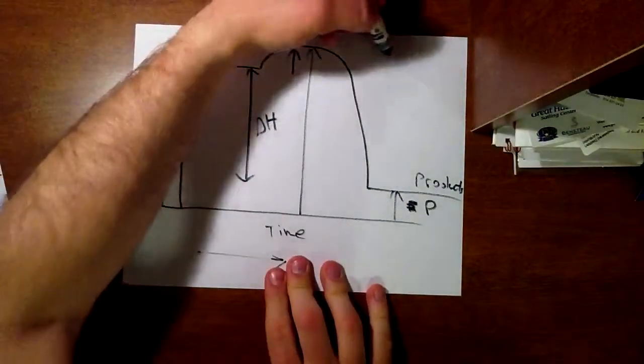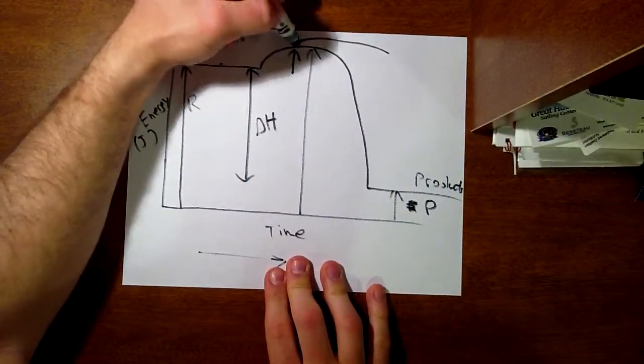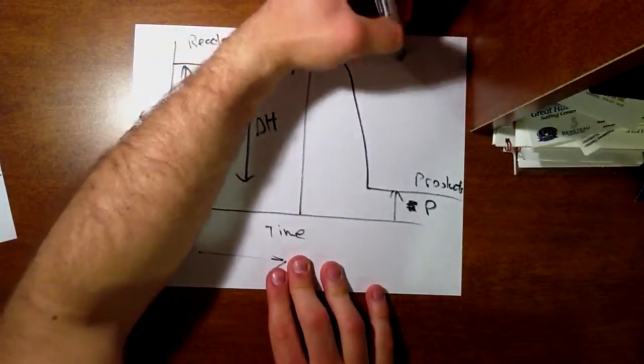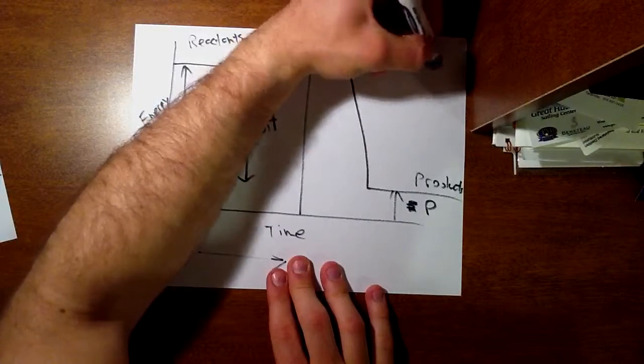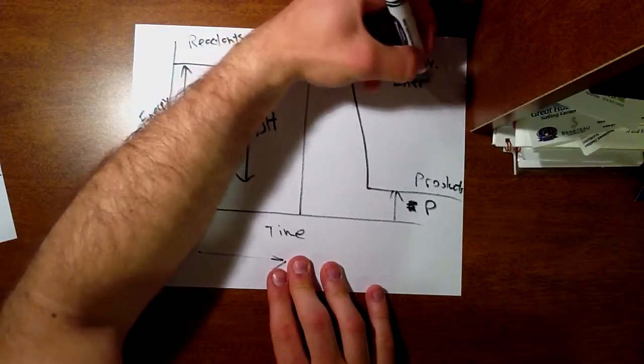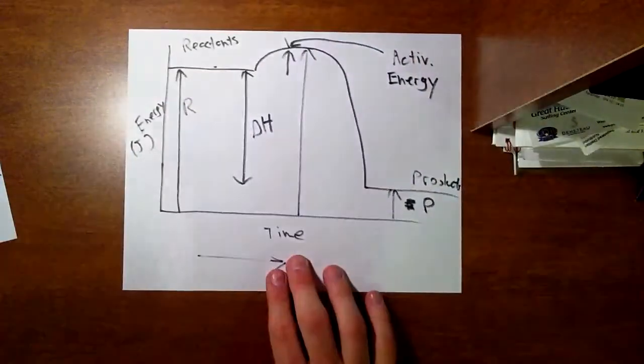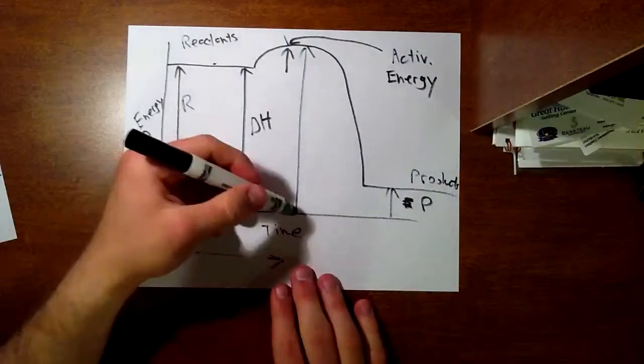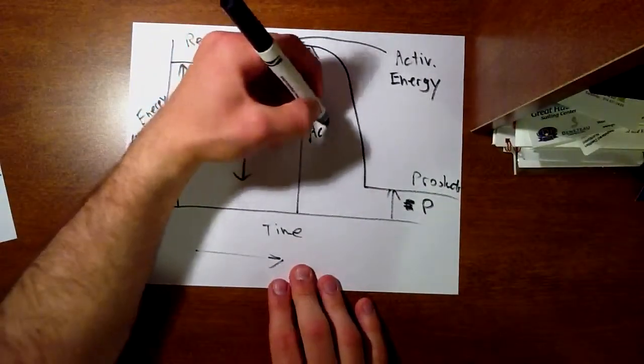We talked about this before. That line over here is the activation energy. And that's the energy you need to put into the system in order for it to move. And finally, this whole line is the activated complex.